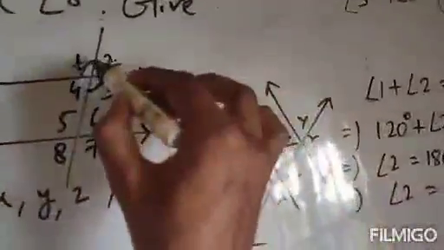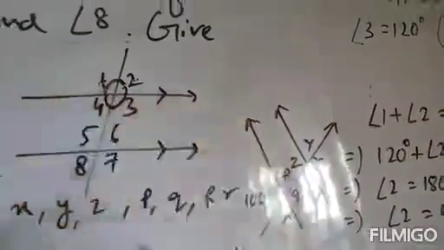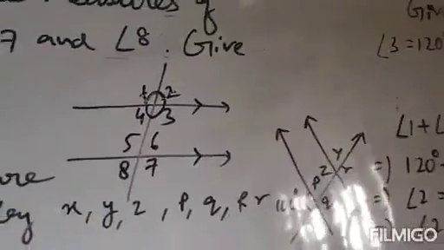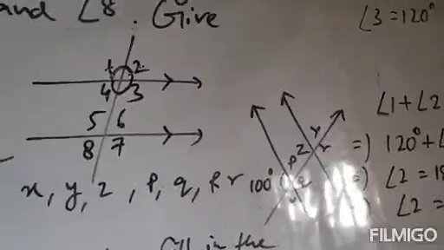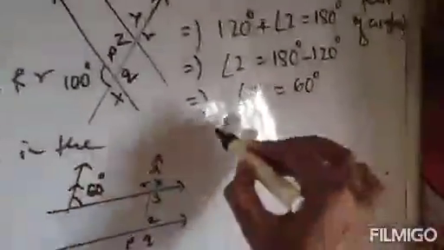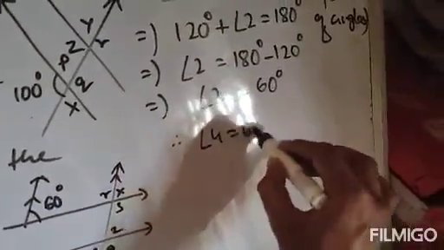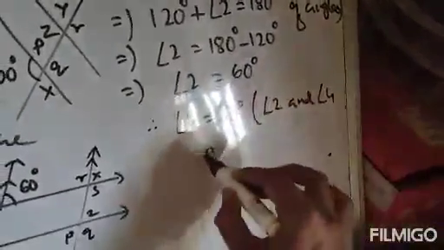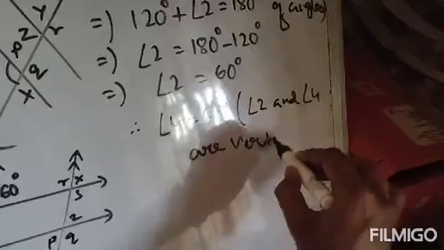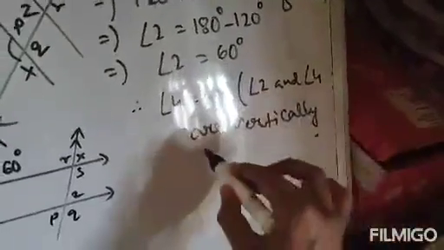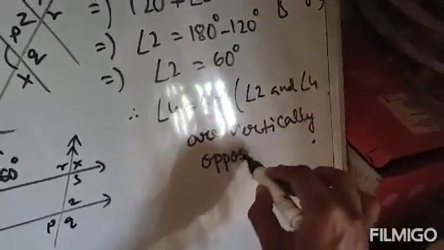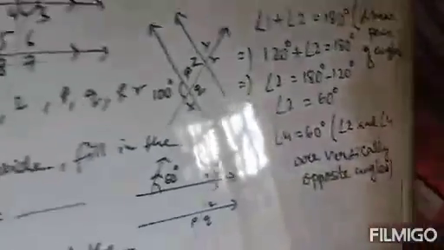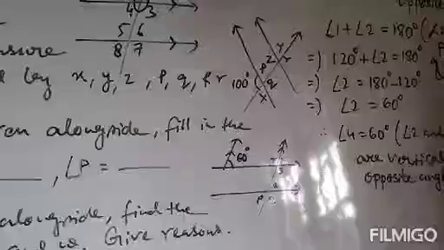Now if angle 2 is 60 degrees, angle 4 is also 60 degrees because angle 2 and angle 4 are vertically opposite angles, and we know vertically opposite angles are equal. Therefore angle 4 will also be 60 degrees. The reason is that angle 2 and angle 4 are vertically opposite angles.